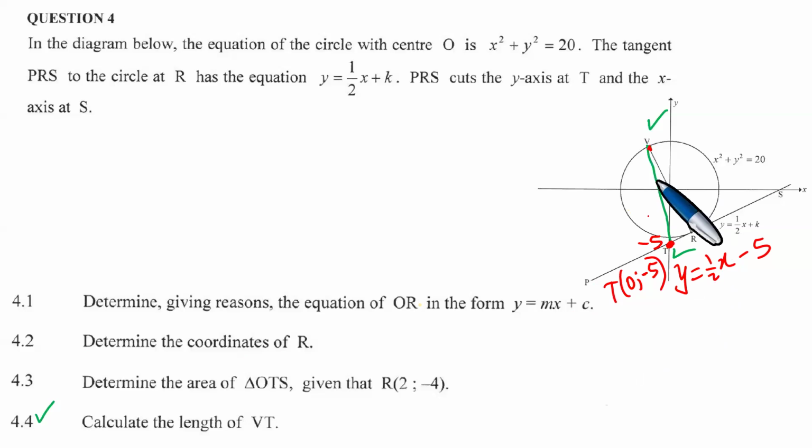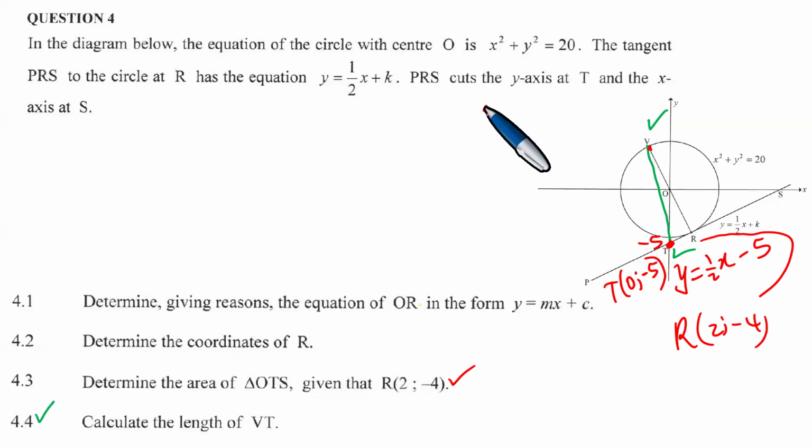But how do you find the coordinates of the point V? It is very straightforward because we already know something. What do we know? We already know the coordinates of the point R. What are the coordinates of the point R? R has the coordinates 2 and -4, and therefore we can find the coordinates.